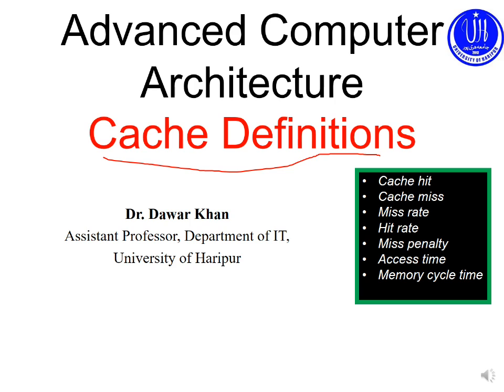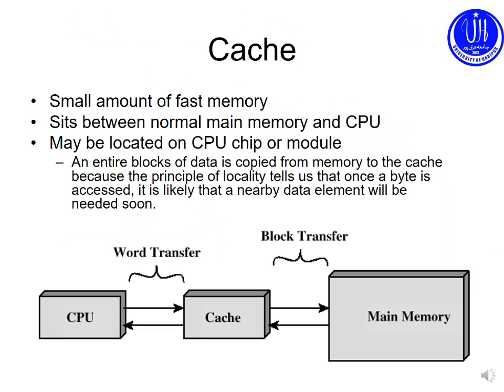So today we have three different videos. In the first video we will define these basic terms of the cache. In the second and third videos we will talk about direct mapping, associative mapping, and set associative mapping. Okay, so what is the cache?